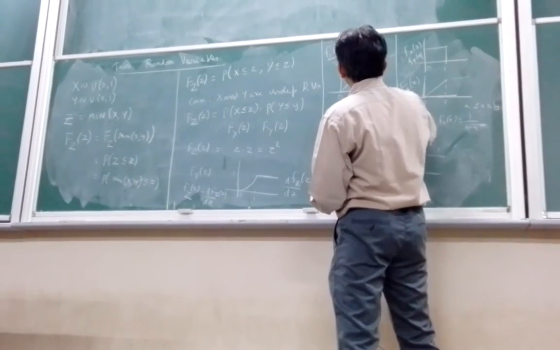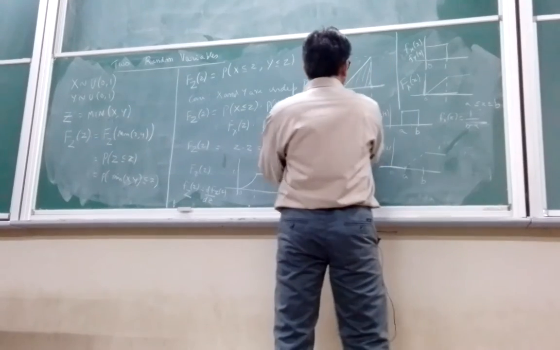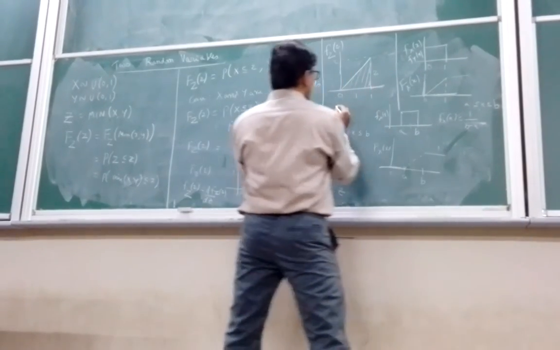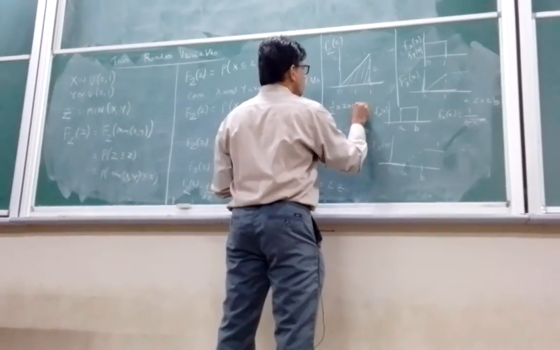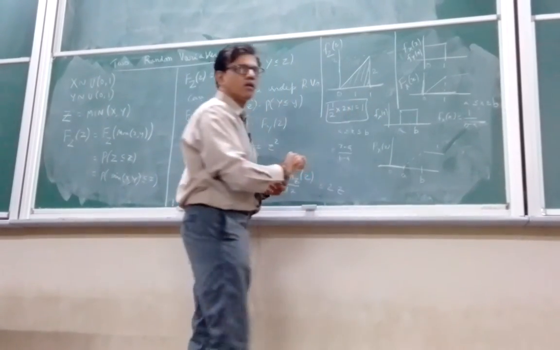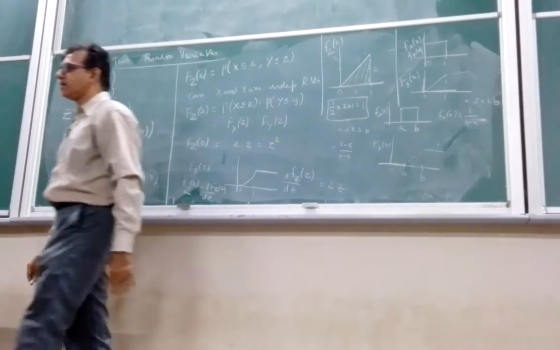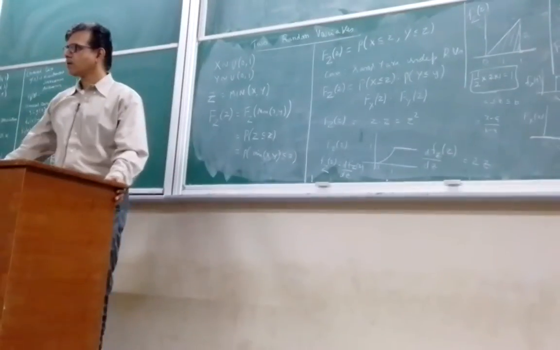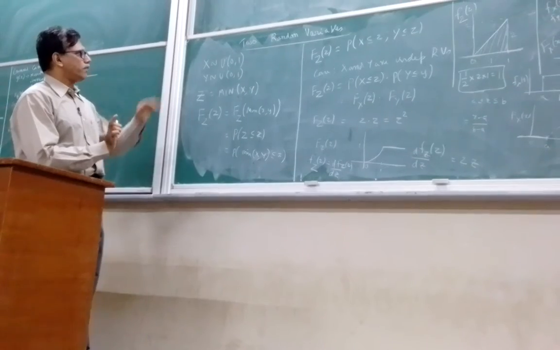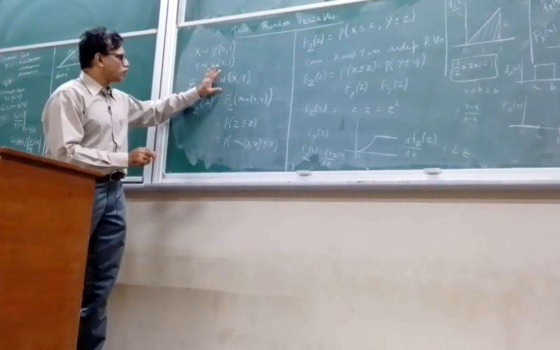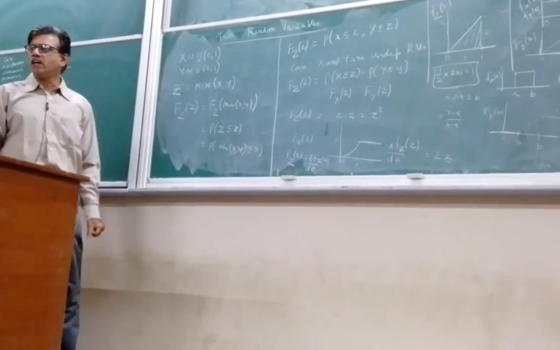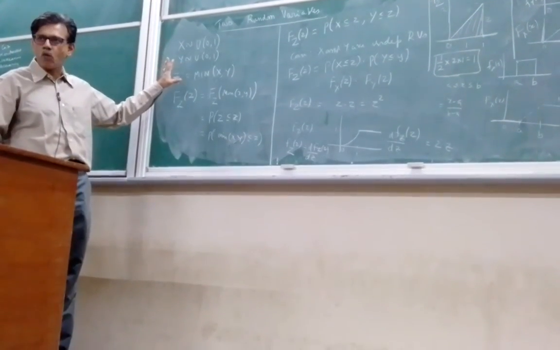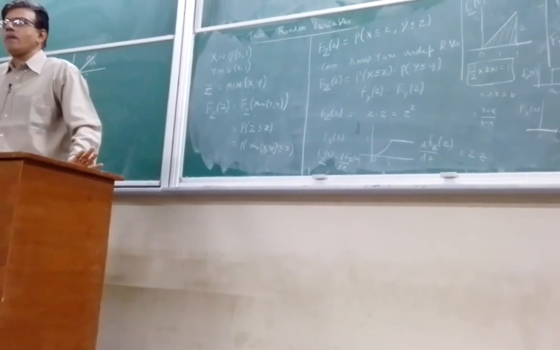So is this valid? For example, this is 1, this is 2. The area is half into 2 into 1, that is equal to 1. So the area is 1. So this is a valid density function. So we have looked at this function, and we have derived this density as well as the CDF of the minimum of X and Y for the case that they are both uniform and independent.